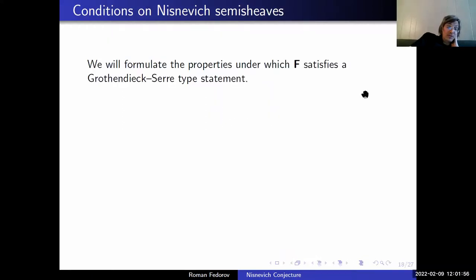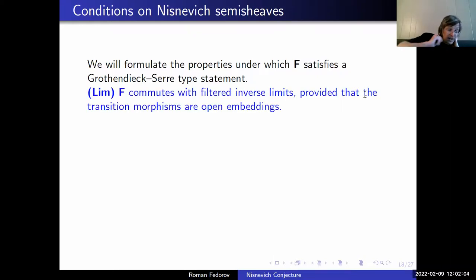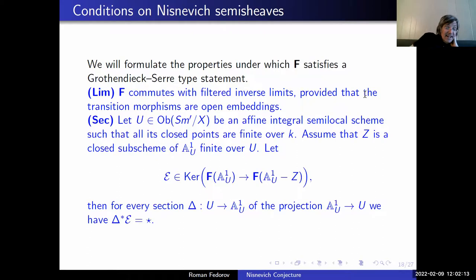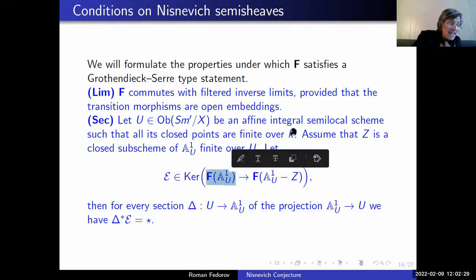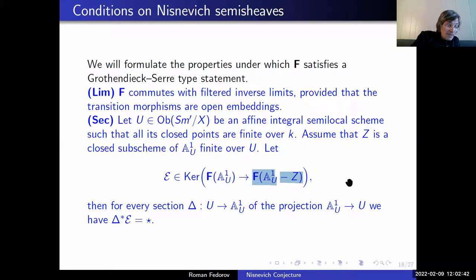Now I'm going to formulate the properties under which F satisfies some sort of Grothendieck and Serre type statement. First, it must commute with filtered inverse limits. Second, I should have the so-called section property, so-called again, maybe people will come up with a better name. So here is the property. If I have an object of my F over an affine line, which restricts to the trivial object away from Z, then I'm claiming that for every section of the projection, the pullback of my object is again a point.